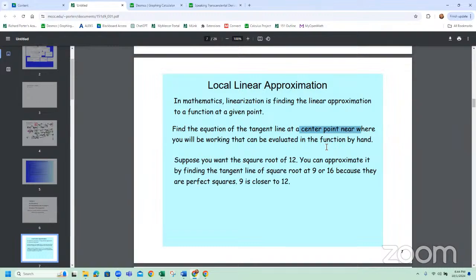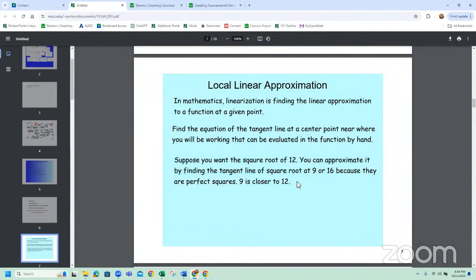If you can't do it by hand, then if you have to, you might as well just use Desmos and get the exact answer. But suppose you want to do the square root of 12. You can approximate it by finding the tangent line near the square root of 12. You would want the square root of 9 or the square root of 16. Those are ones you can get because they're perfect squares.